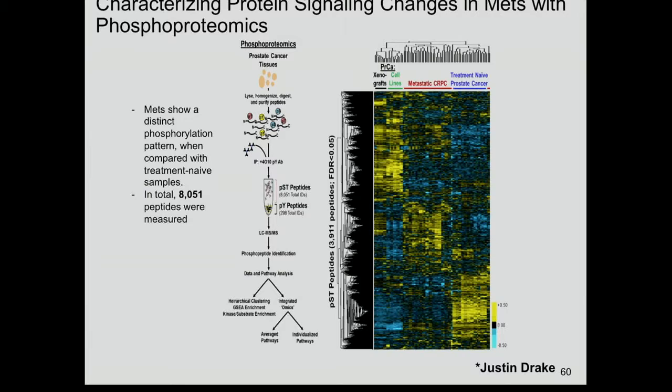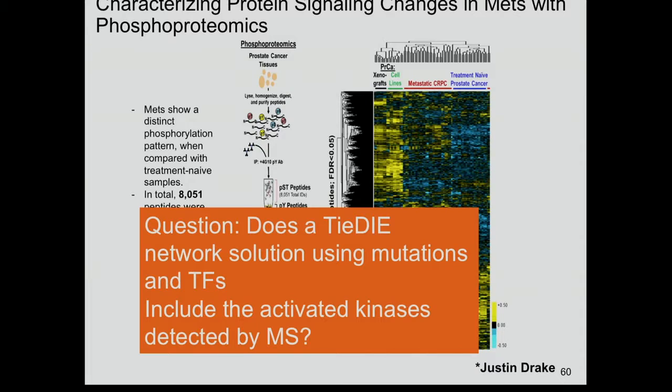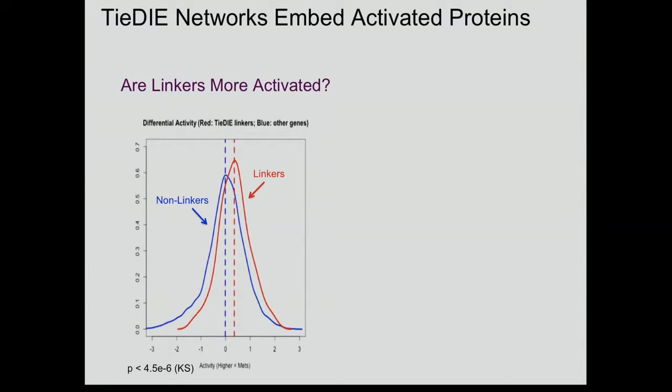And so we connected up with Justin Drake and Owen Witte's lab at UCLA. Owen Witte's an HHMI investigator at UCLA, and they had collected a lot of different phosphoproteomic states for 8,000 of these peptides in several prostate cancer samples. And so what we could do is take data for mutations in these prostate cancer samples, and we could take the expression data, build a network, and then ask whether the linker genes are also found as activated kinases in these networks that we're looking at. And so if you build the tie-dye network from the TCGA expression data and from some of the Stand Up To Cancer patient data that we had for metastatic versus non-metastatic disease, we'd see this enrichment for the linker genes have a shift in activity, right?